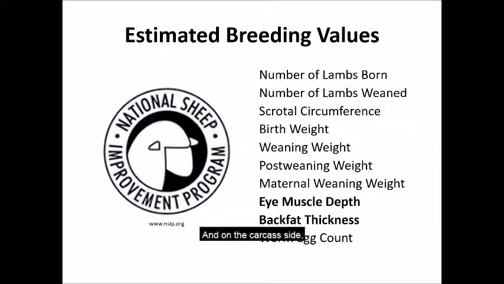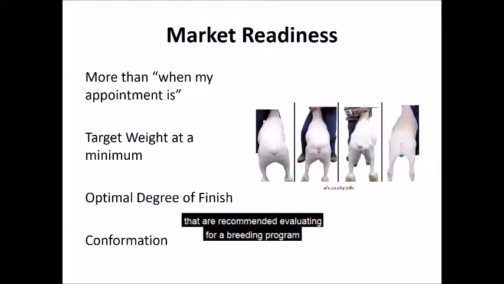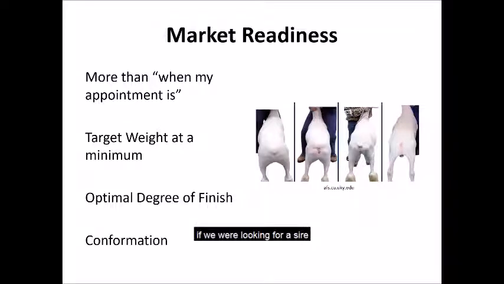And on the carcass side, eye muscle depth is a proxy for eye muscle area. Now that's loin eye, not ocular eye, but depth and area are closely related. And back fat thickness. Those would be the two carcass EBVs that I'd recommend evaluating for a breeding program if we were looking for a sire to contribute additive genetics for carcass merit to a breeding program.